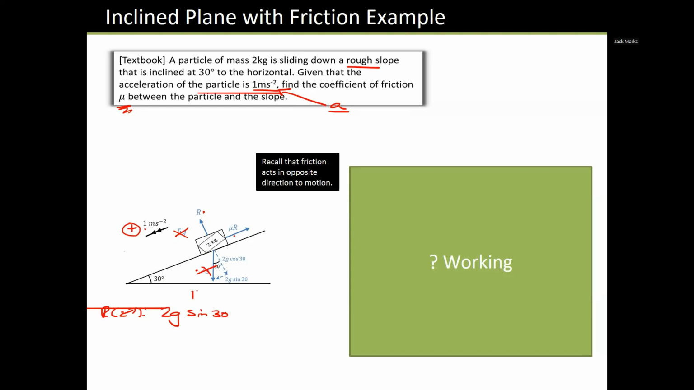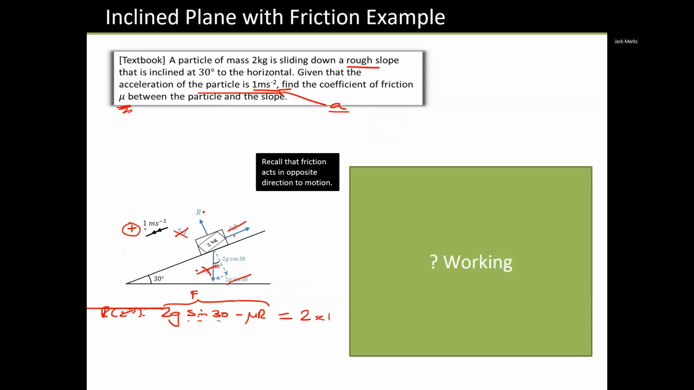So I'm making an F equals MA equation. 2g sine 30 is going down. Anything else going down? No, but mu R is going up. Well, it's acting up. Okay, so those are my forces done, and then that will be equal to MA. So MA, the mass is 2, and the acceleration is 1. So that's looking pretty good.